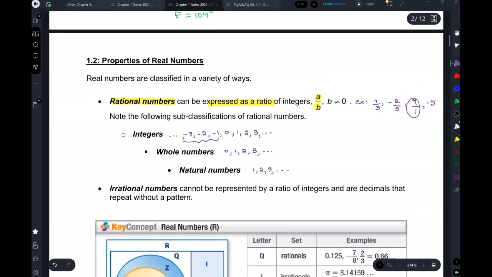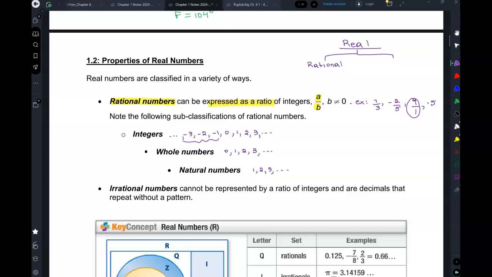Okay, so let's see where we're at so far. We had the real numbers, and then we classified those into 2 regions. One was the rationals, and then in the rationals, you can have an integer, a whole number, what else? A natural number. Okay, the next branch of this, if it's a real number, it's either rational or irrational.